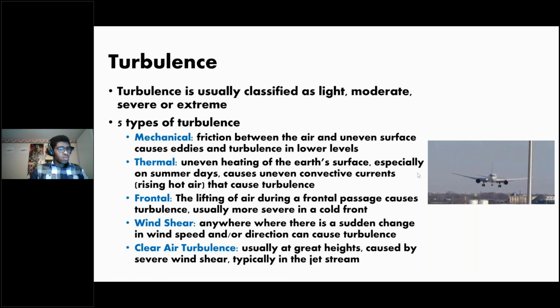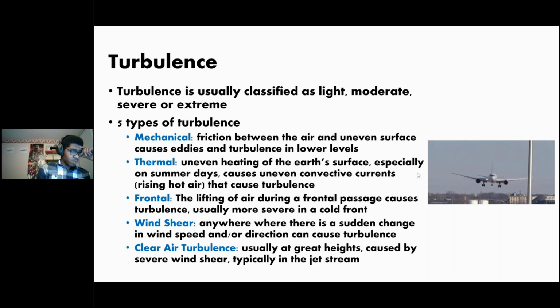So we have 5 types of turbulence. Mechanical, so that's just air moving over an uneven surface, like a hilly surface, a forest, somewhere with a lot of buildings, right? And so obviously that's in lower levels towards the ground. We can have thermal turbulence, which is just uneven heating of the Earth's surface, right, on hot summer days. So the sun heats the ground, and then the ground heats the air above it. But if it does so very fast, you'll get a lot of turbulence moving vertically.